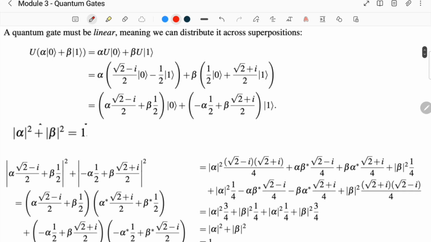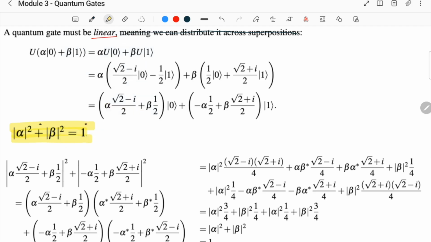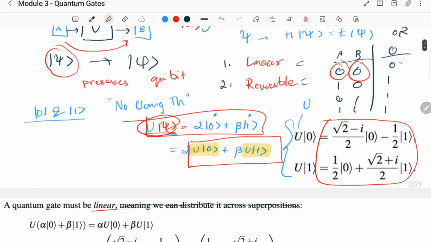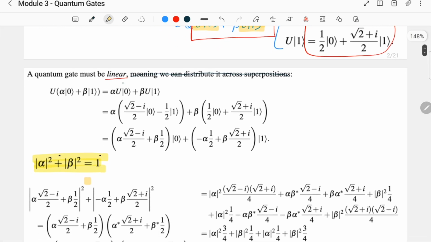Okay, let's move ahead. This just describes that the quantum gate must be linear, meaning we can distribute it across superposition. This statement implies that it must preserve the total probability to be equal to 1, and we can simply follow this from this example, where we operate the above given state on a particular vector. This is our arbitrary psi here.